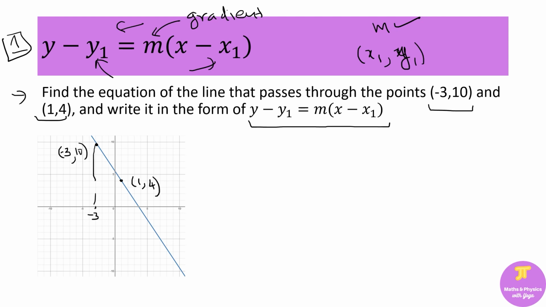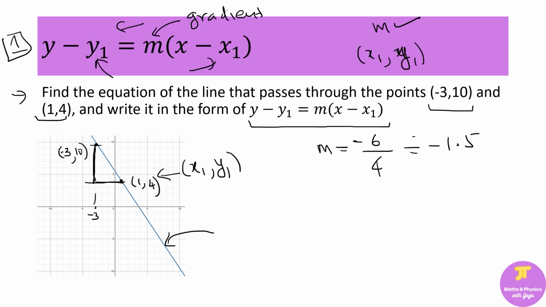If we draw a triangle, the height of this triangle is 6, from 4 to 10. The width of the triangle is from 1 to -3, which is 4. However, this is a negative gradient because it's going down, right? So the gradient is -1.5.